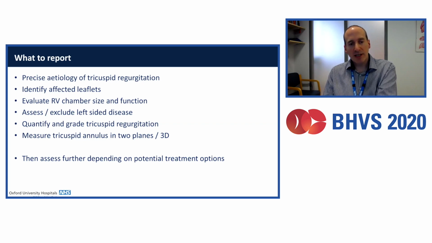course, report right ventricular chamber size and function, ensure this is not a consequence of untreated left-sided disease, grade your TR, don't just use color, quantify, and you should measure and report the tricuspid annulus in 2 planes. I tend to report the 4-chamber plane and the RV inflow plane, or you can use 3D.